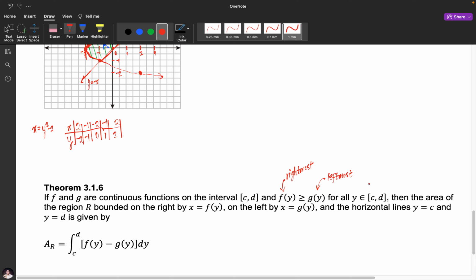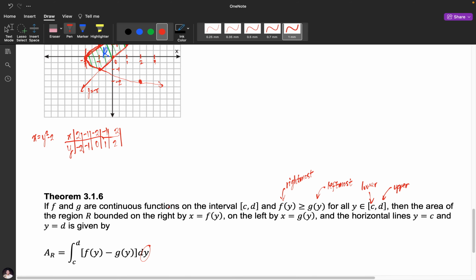So therefore, ito, c, will be the lower bound. Okay? So yung bound sa baba. And this is the upper bound. Okay? That is the boundary sa taas. Then the area of the region bounded on the right by x equal to f of y, kasi nga rightmost function na siya, and on the left by x equal to g of y, which is the leftmost function, and the horizontal lines y equal to c and y equal to d is given by this. So same formula lang siya but in terms of y.